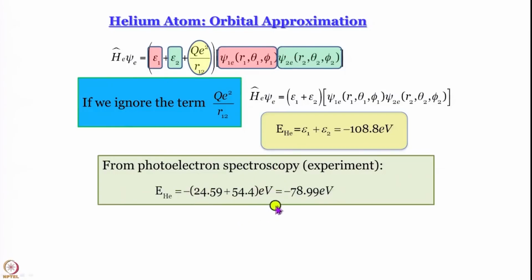The energy turns out to be minus 78.99 electron volt, and the theoretical value that we get is minus 108.8 electron volt. Now again we are going to talk about it in a little more detail later on, but there is something called variation theorem which says that your theoretically observed value can never be less, this is negative value, right, stabilization, can never go beyond the experimentally observed value, because experimental value is the truth.